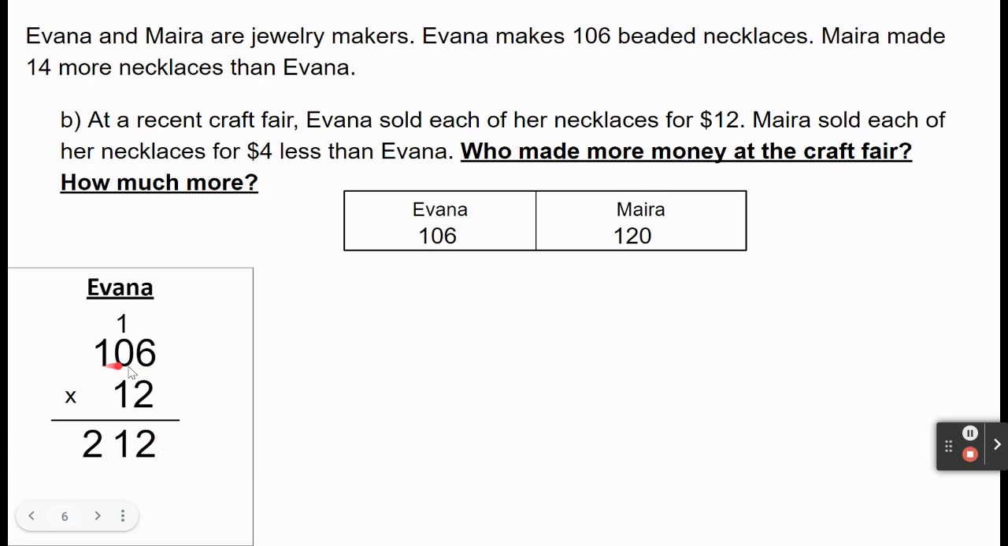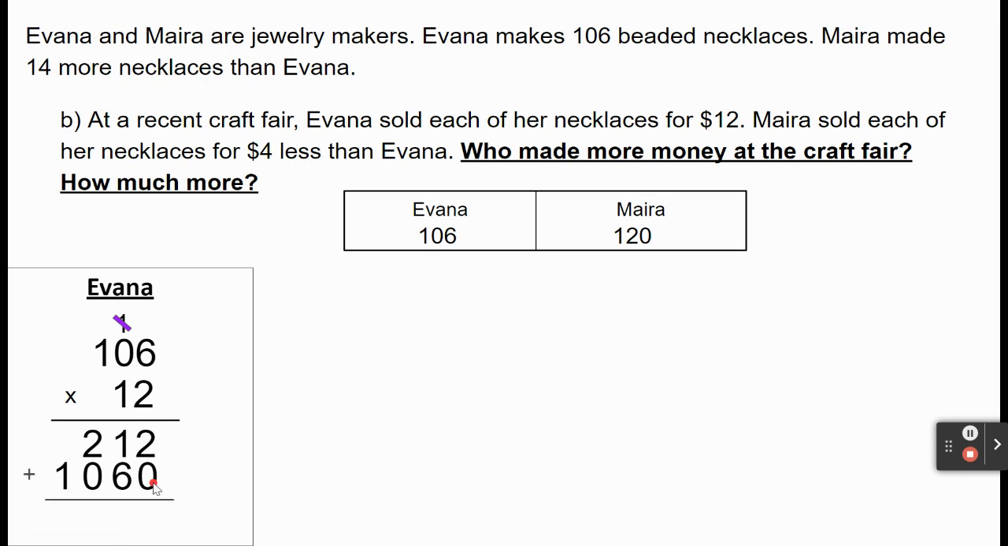Now let's multiply 106 times 10 since the 1 is in the tens place. First, we'll put a 0 in the ones place. This will allow our answer to start in the tens place. 1 times 6 is 6. 1 times 0 is 0. And 1 times 1 is 1. So 106 times 10 is 1060.